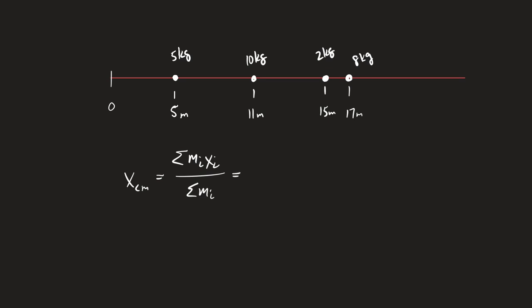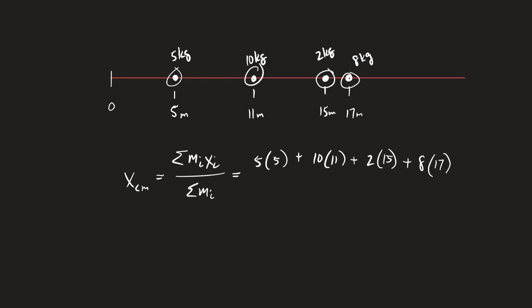So for this problem, I'm just going to go mass by mass and place it into this formula. For example, 5 times 5. That's the first mass. Got it. Second one, mass 10 times 11. Now I've got that one. Third one, 2 times 15. Got the third one. And last, 8 times 17. I've accounted for each of the masses.